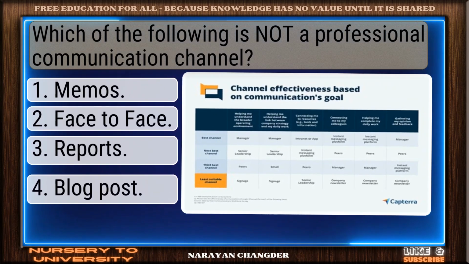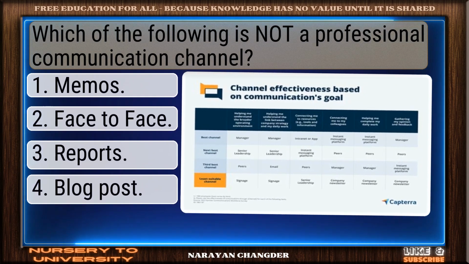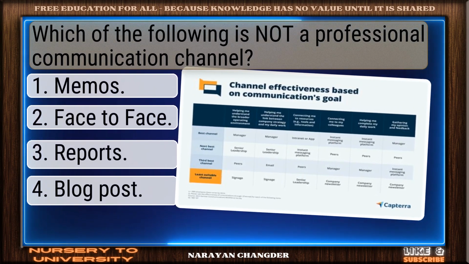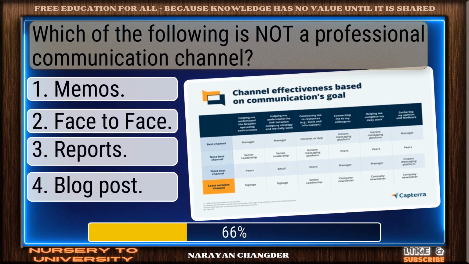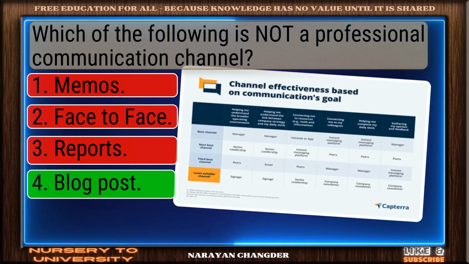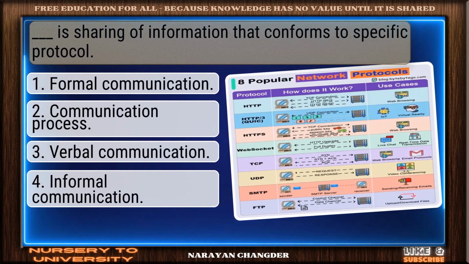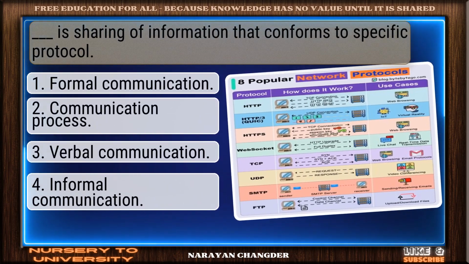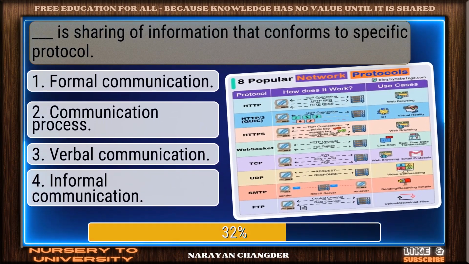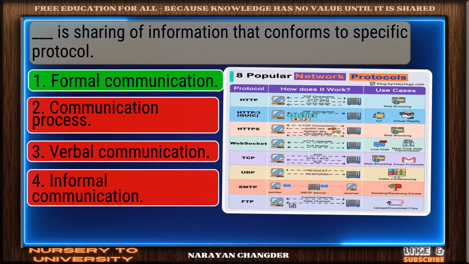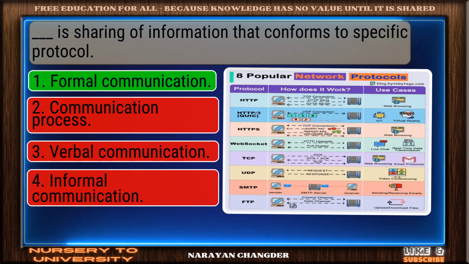Question number 1. Which of the following is not a professional communication channel? Well done! Blog post is the right choice. Question number 2. Dash is sharing of information that conforms to specific protocol. Smart pick. Formal communication is the correct choice.